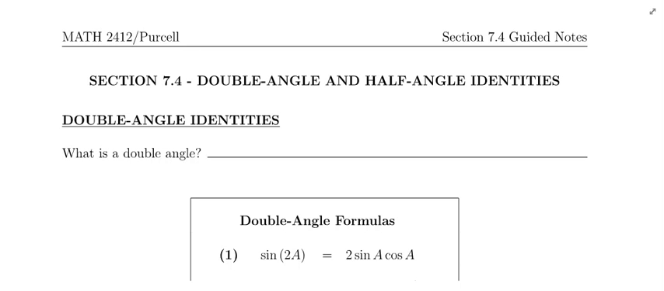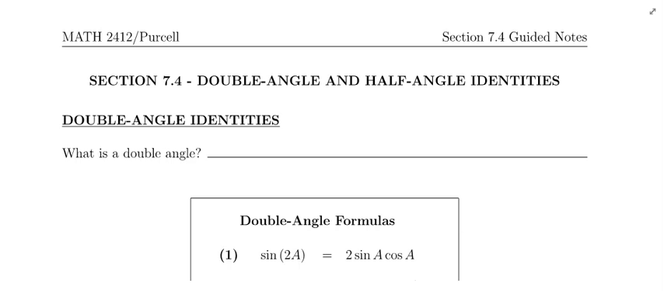Section 7.4, Double Angle and Half Angle Identities. In this section, we are obviously going to be reviewing the double angle and half angle identities that you should have learned in your trig class. Also included in this section, although they are not in the title, you will see the product to sum and the sum to product identities. So it should be a lot of review for you.